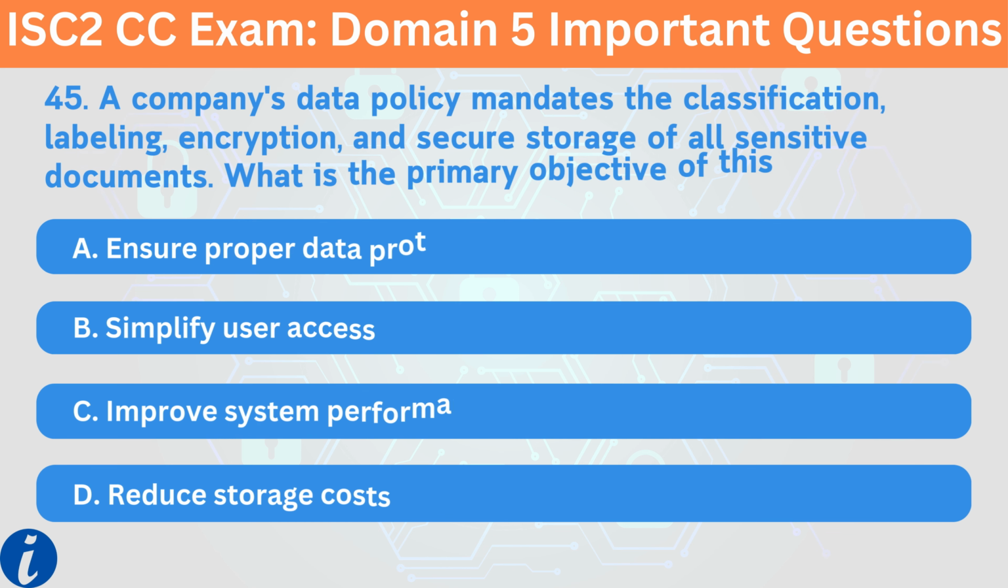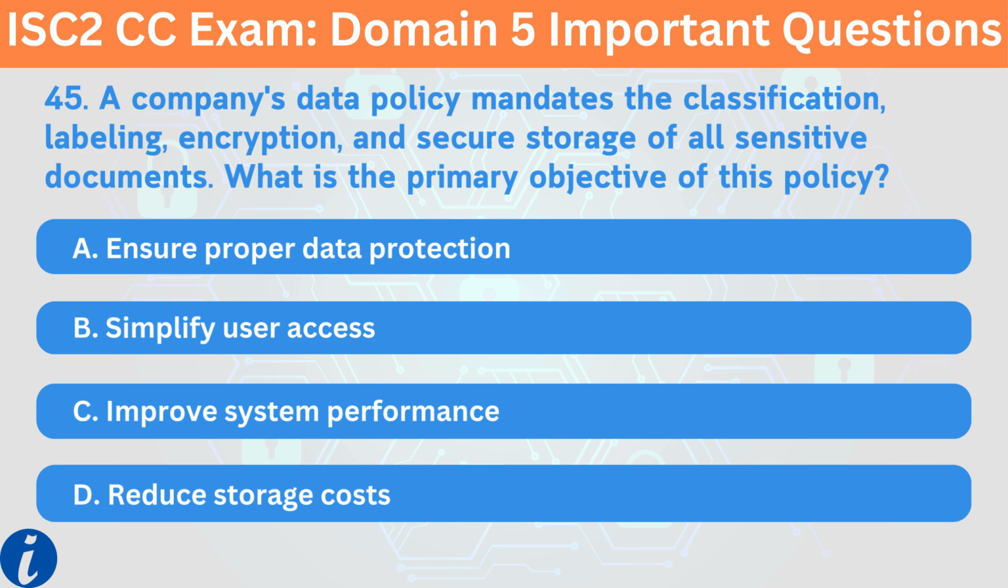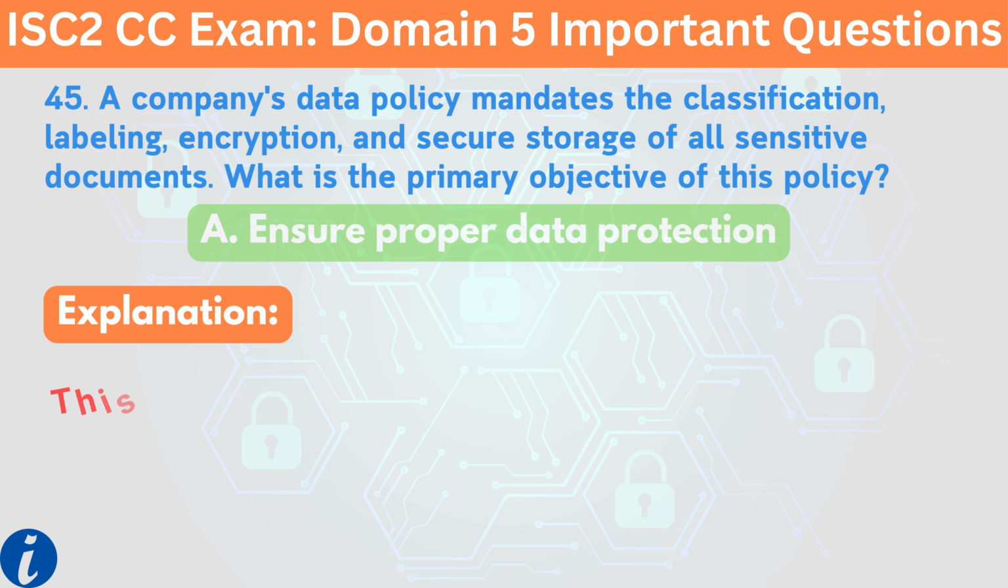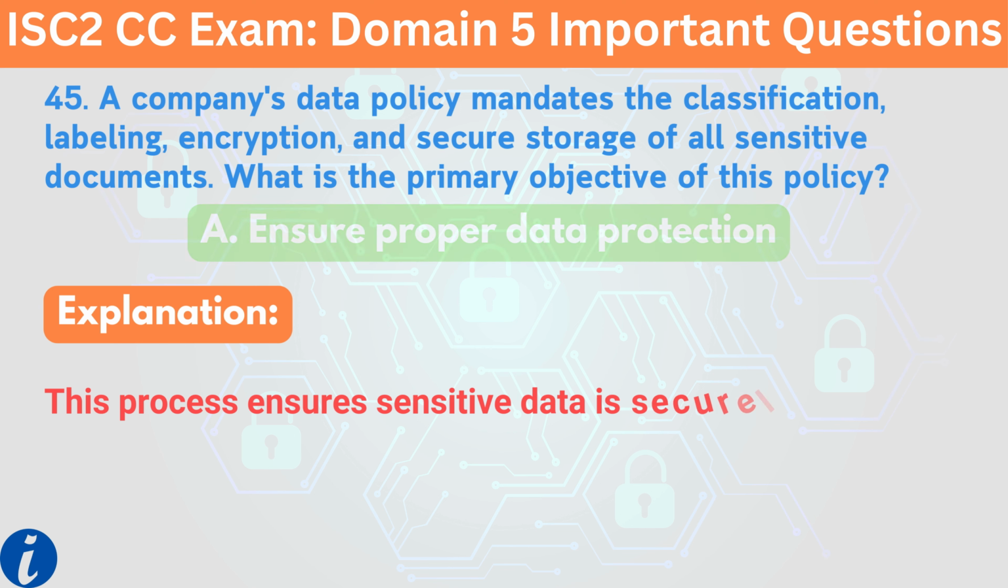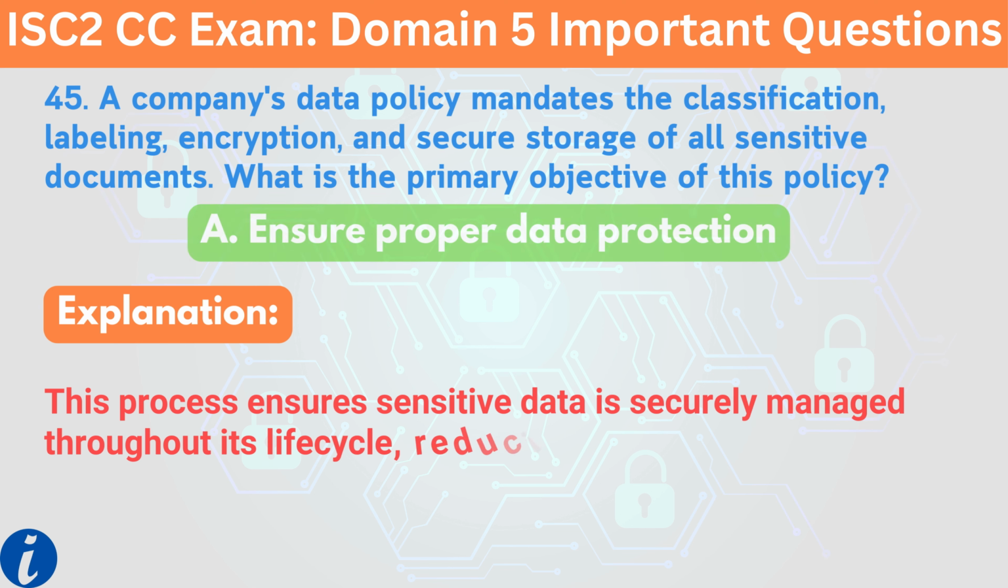45. A company's data policy mandates the classification, labeling, encryption, and secure storage of all sensitive documents. What is the primary objective of this policy? A. Ensure proper data protection. B. Simplify user access. C. Improve system performance. D. Reduce storage costs. The correct answer is A. Ensure proper data protection. Explanation. This process ensures sensitive data is securely managed throughout its lifecycle, reducing breach risks.